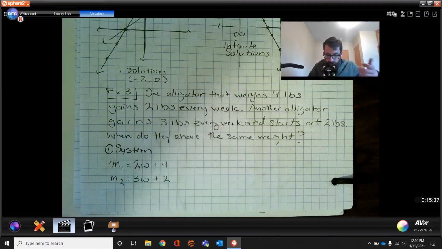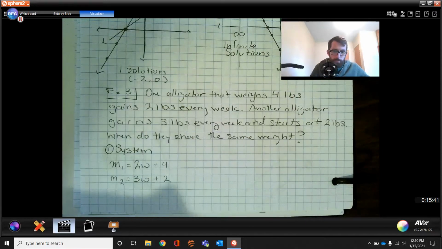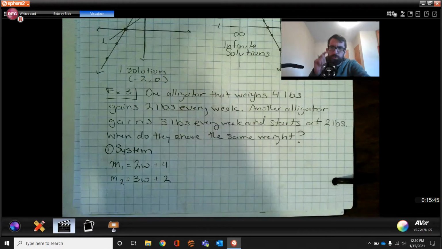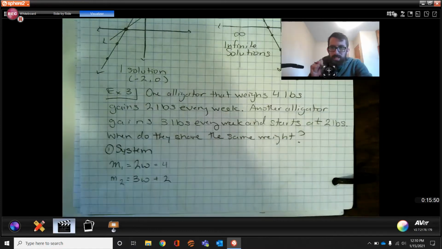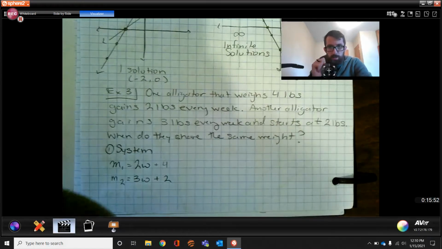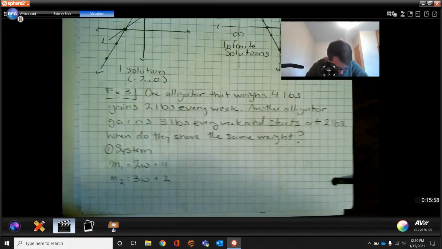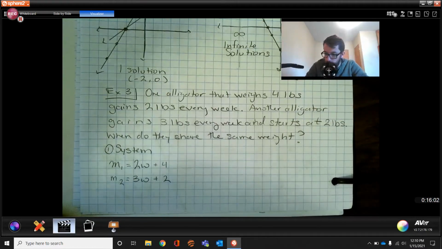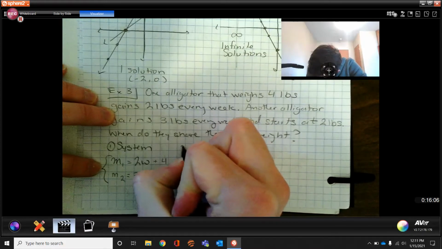Now, sometimes you might be given the equation for the system, or you're going to be asked to write it like we did here. Just remember that the rate in the problem is always going to be that slope that needs to go next to the variable. More often than not, you're going to be writing these equations in slope-intercept form. That's really important, remembering that slope-intercept form. So here's our system. Now let's graph.